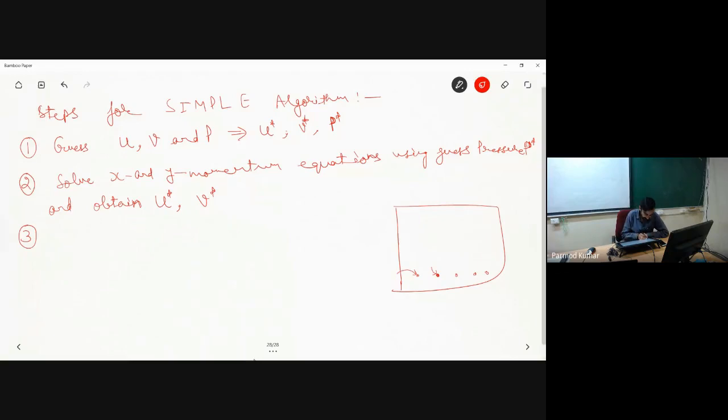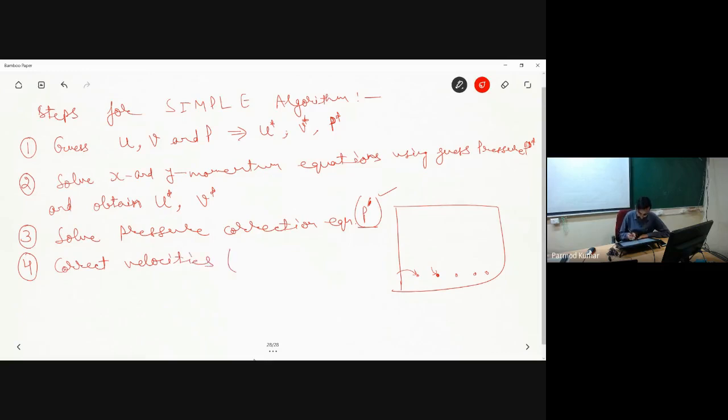Correction for P. Now we have to solve the pressure correction equation. What will the pressure correction equation give us? It will give us the value of P dash. Once I have obtained P dash, what is the next step? Correct velocities. Fine, so from here I will get the values of correct U and V.